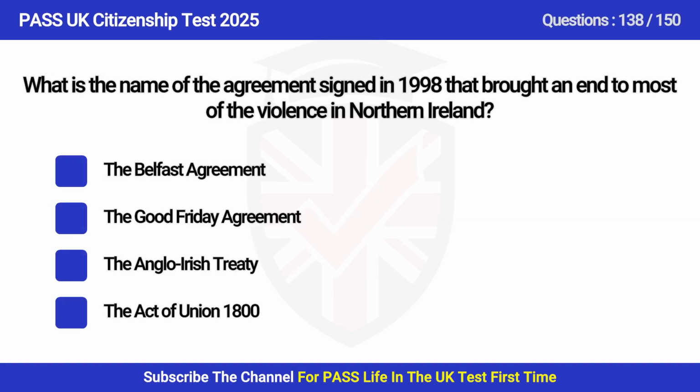Question 138. What is the name of the agreement signed in 1998 that brought an end to most of the violence in Northern Ireland? A. The Belfast Agreement. B. The Good Friday Agreement. C. The Anglo-Irish Treaty. D. The Act of Union 1800.